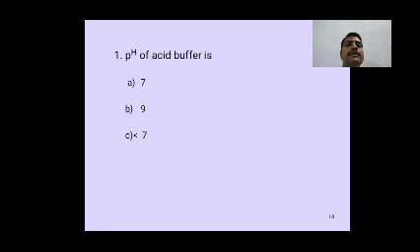Quiz. The pH of an acidic buffer: A, 7; B, 9; C, less than 7; D, 11. An acidic buffer solution always maintains a pH value less than 7. It is a mixture of a weak acid and its salt with a strong base. So the answer is C.